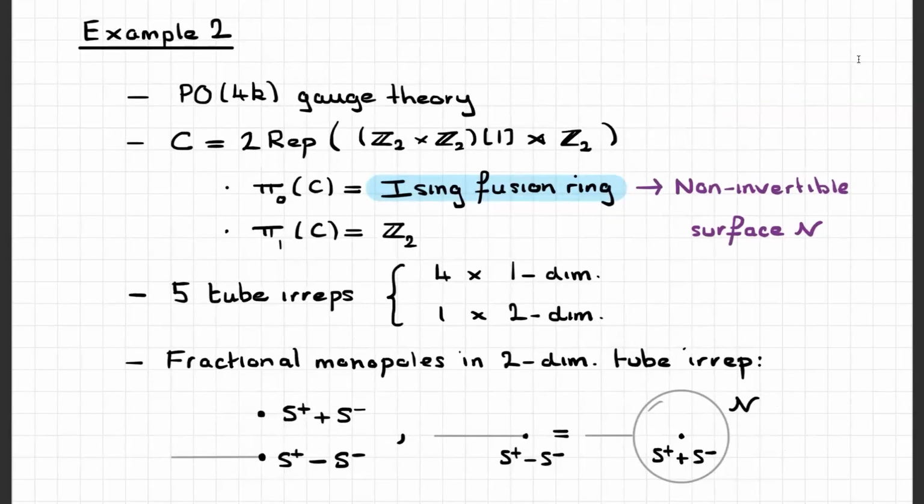Okay, let me give you another example, which is non-invertible now. It's related to the previous example by gauging the whole symmetry. What you can consider is a gauge theory in 3D whose gauge group is PO(4K), and that has a fusion 2-category symmetry, which is the dual, namely 2-representations of this 2-group. One interesting thing about it is that if you look at pi 1, it contains a Z2 factor. There's a Z2 one-form symmetry. But if you look at pi 0, this is the Ising fusion ring. In particular, there's a non-invertible surface, N, just like before.